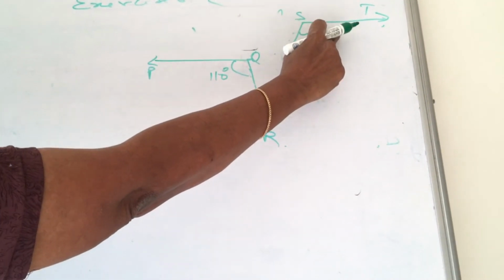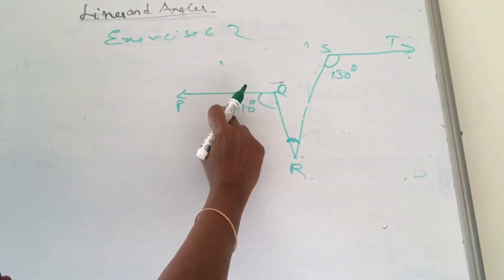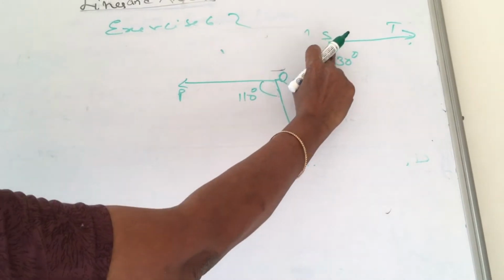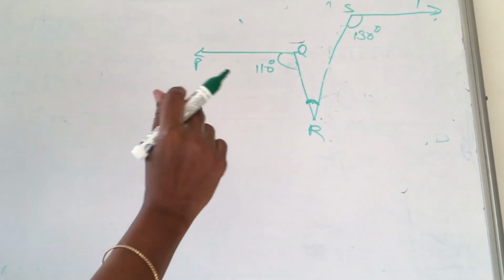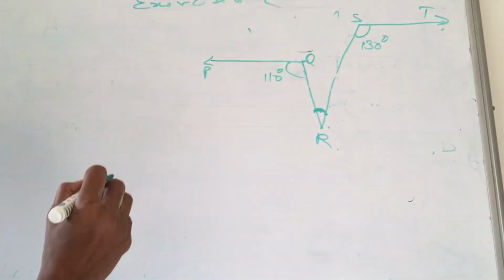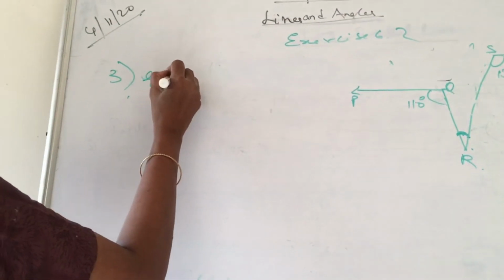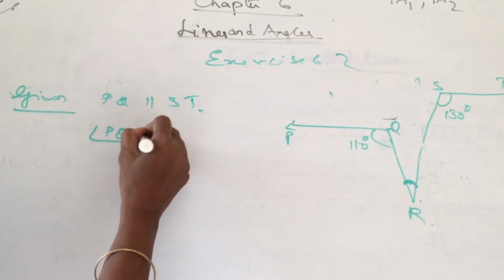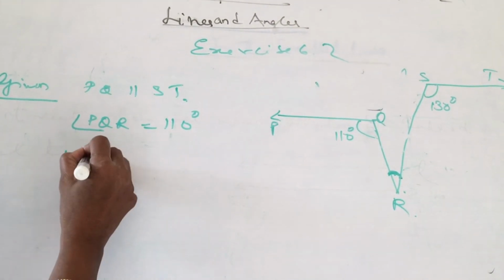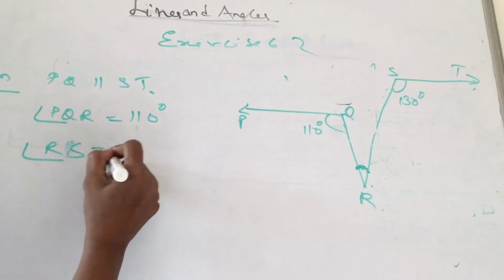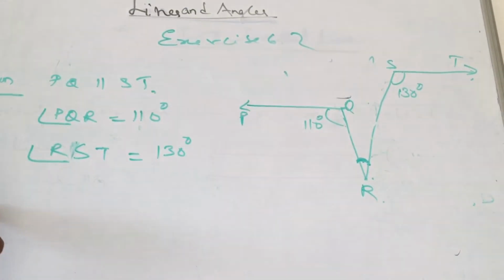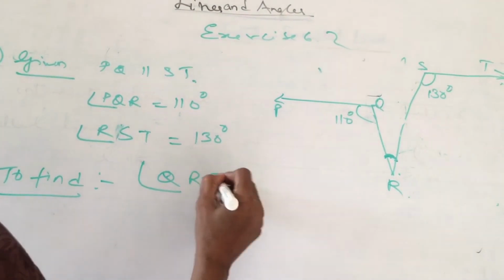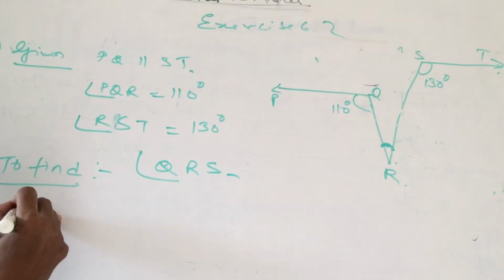PQ parallel to ST. Angle PQR 110. Angle RST 130. Find angle QRS. Given PQ parallel to ST, angle PQR is equal to 110. Angle RST is equal to how much? 130 degrees. To find which angle? Angle QRS.